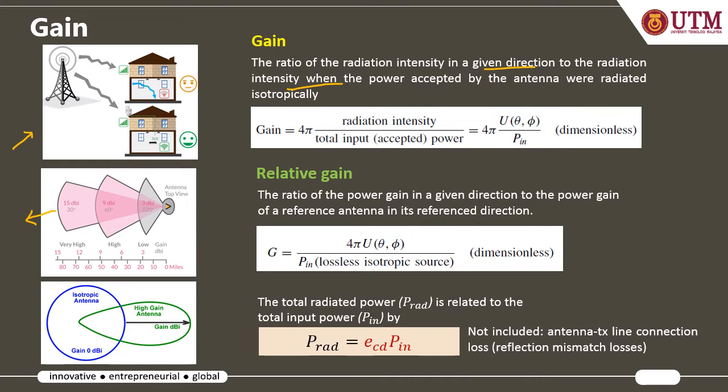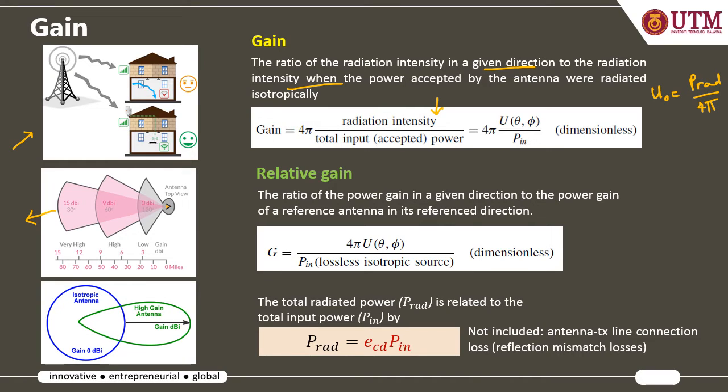If you refer back to the equation, it's related to the radiation intensity. If you still remember, the radiation intensity for an isotropic source is given by P rad, the radiated power, divided by 4 pi. So in this case, the gain is the ratio between the radiation intensity in the maximum direction to the radiation intensity when the power accepted by the antenna were radiated isotropically. The power accepted by the antenna, meaning the power at the input point of the antenna, were radiated isotropically.